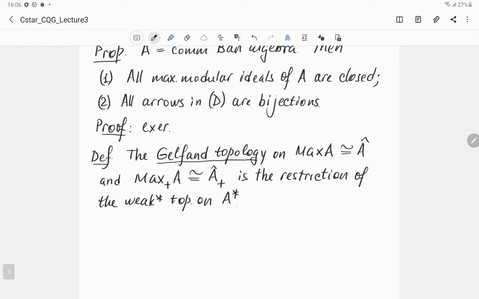But here we have two sets: the set of all maximal modular ideals, and the set of all maximal modular ideals together with one new point, the algebra A itself. And respectively, we have the set of all non-zero characters, A hat, and the set of all characters, including zero, A hat plus. We have the following proposition.